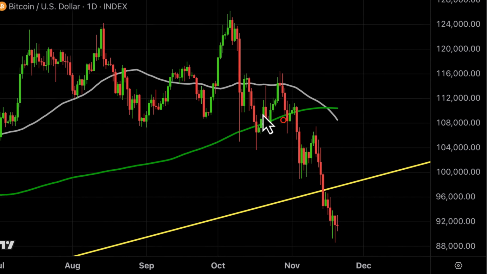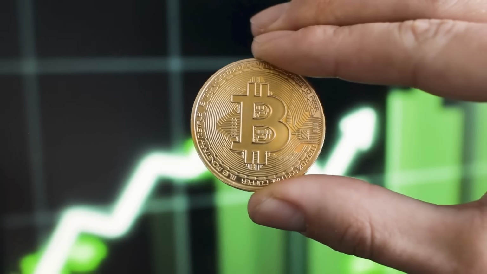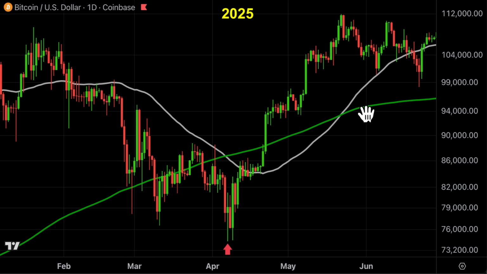So the question is this: now that Bitcoin has fallen below its uptrend line and we have a death cross signal, are these now potentially very dangerous and bearish signs for Bitcoin in the next several months? I'm going to show you what the true meaning of a death cross signal is.